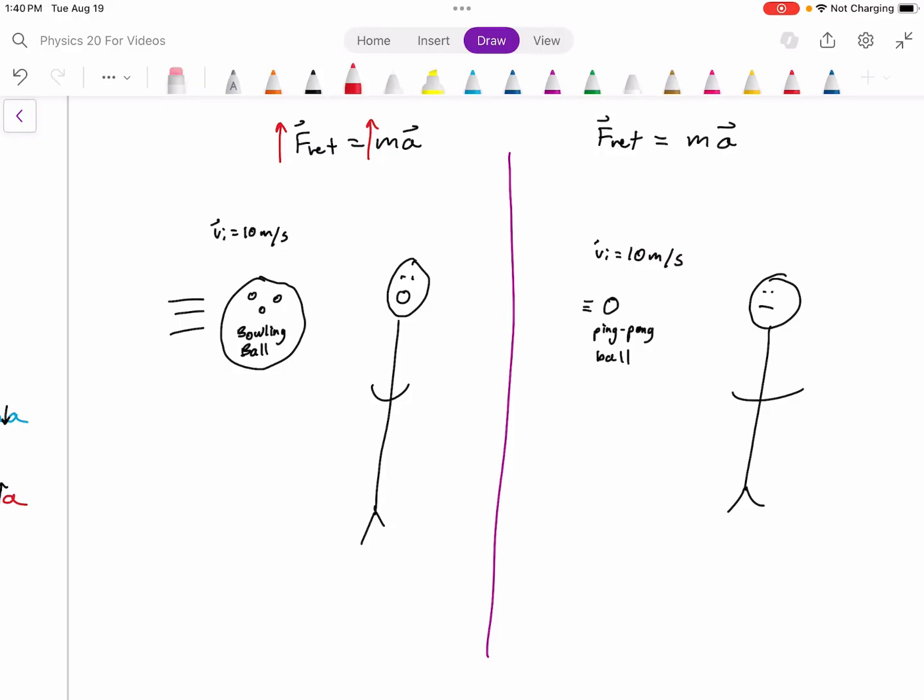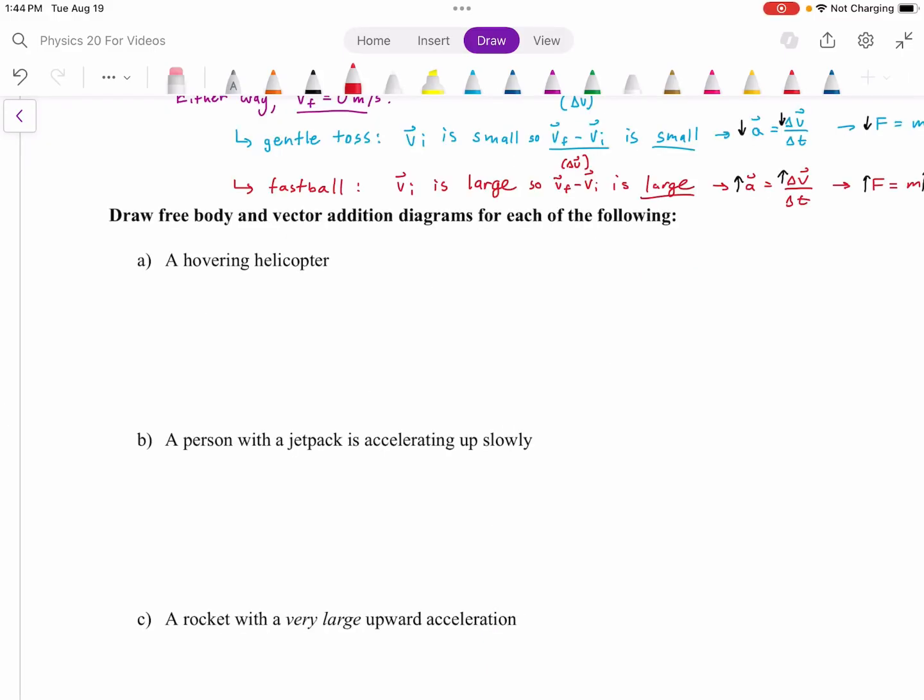Versus, over on this side, a much smaller mass for our ping pong ball requires a much smaller force to accelerate the same amount. And so the ping pong ball doesn't hurt as much. Okay, so let's think more about this relationship again between the net force and the acceleration, especially when there is more than one force contributing to the net force, okay?